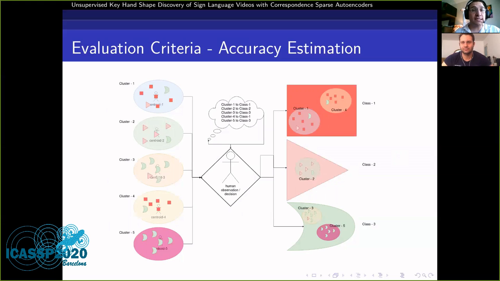Initially, the observer sees cluster 1 and assigns a new class with red blocks, assigning all the samples in cluster 1 to class 1. When observing cluster 2 and cluster 3, the observer assigns new classes. When observing cluster 4, the observer assigns the cluster to pre-allocated class 1. And finally, the last cluster is assigned to the third class.